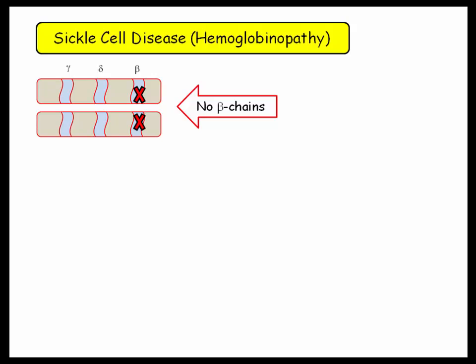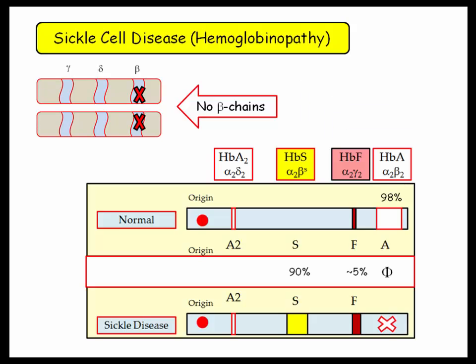Now we have no beta chains at all. That means no normal hemoglobin A. So now we have a lot of hemoglobin S instead. The patient no longer just carries the trait. They have sickle cell disease and all the trappings that go along with this unstable hemoglobin. Do note, there is a slight increase in fetal hemoglobin, hemoglobin F. Hemoglobin F inhibits polymerization, and that will be an important fact when we discuss therapies later on.